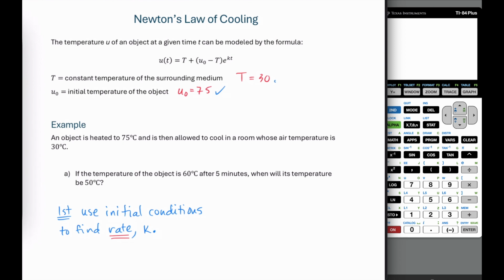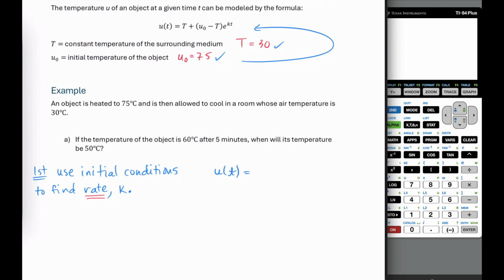So we start by plugging these quantities into our Newton's law of cooling formula. So we have U evaluated at T is equal to the temperature of the surrounding medium plus initial temperature, 75, minus that cap T quantity of 30, multiplied by e to the KT, but we're going to need some more initial conditions in order to determine the value of K. If we're going to solve for K, it needs to be the only variable in the equation, but we still have T and U. So let's look into part A to see if we get any more information that can be used to find our value of K.